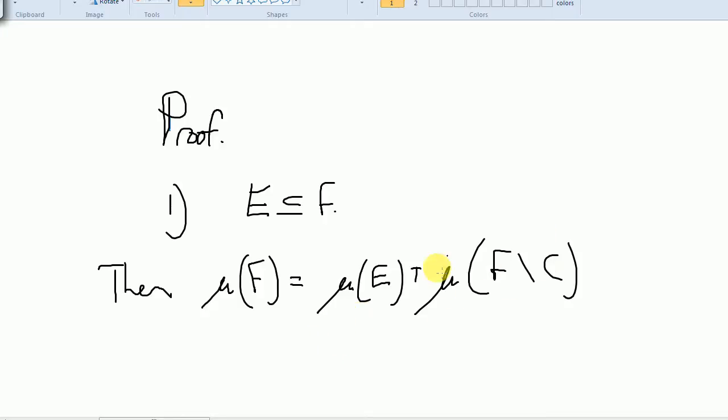But this thing right here is non-negative, so the measure of F is greater than or equal to just the measure of E. If we take this away, we're taking away something that is either positive or zero. If it's positive, it's strict inequality. If it's zero, then it's equality. So that's all we need to do for property 1. Again, very straightforward.